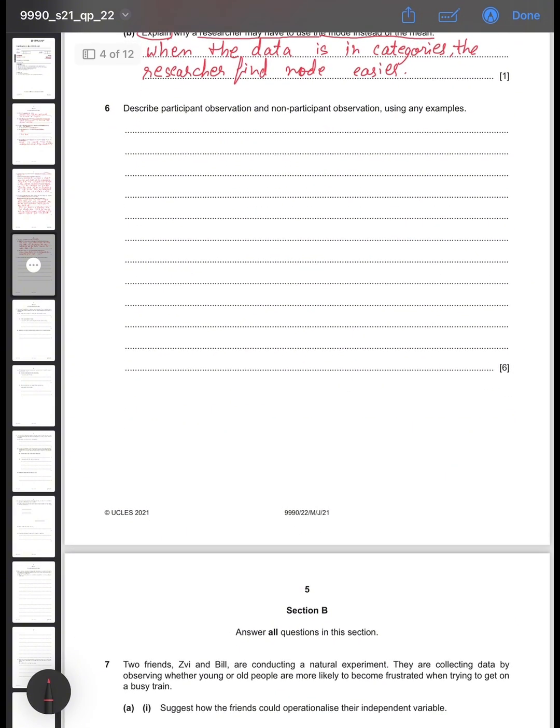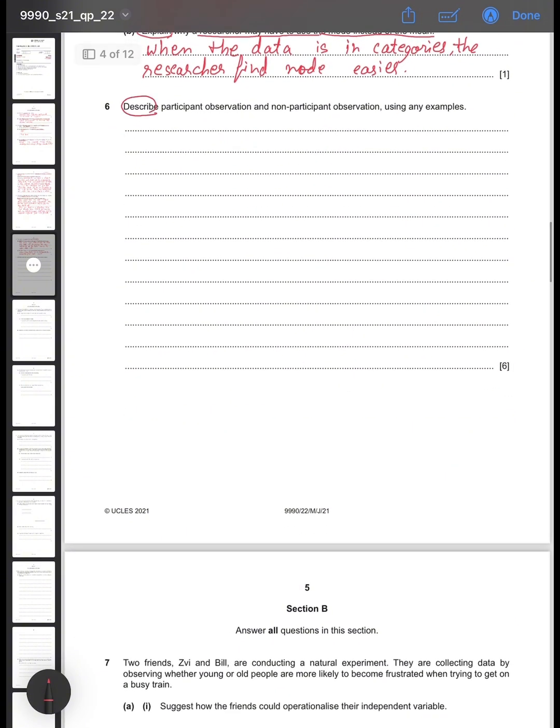Now question number 6 is describe participant observation and non-participant observation using any examples. So it is for 6 marks. You're going to get 3 marks for participant observation and 3 marks for non-participant observation, but 2 marks are going to be for explaining what participant observation is, and 3rd mark is going to be for the example. And then again the same for the non-participant observation, 2 marks are going to be for the description and 1 mark for example.